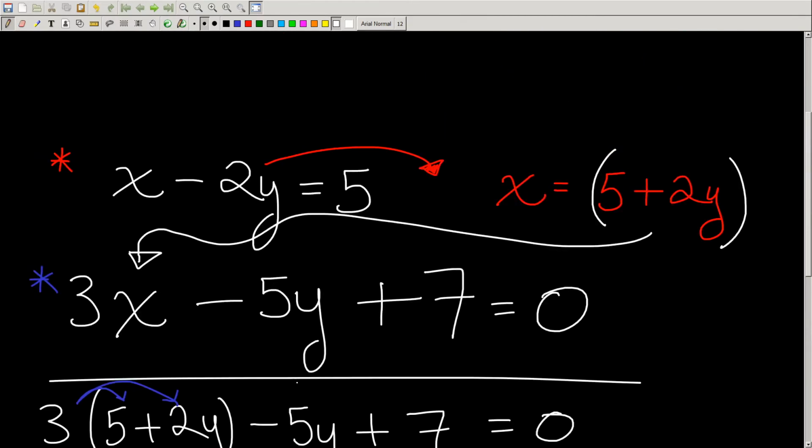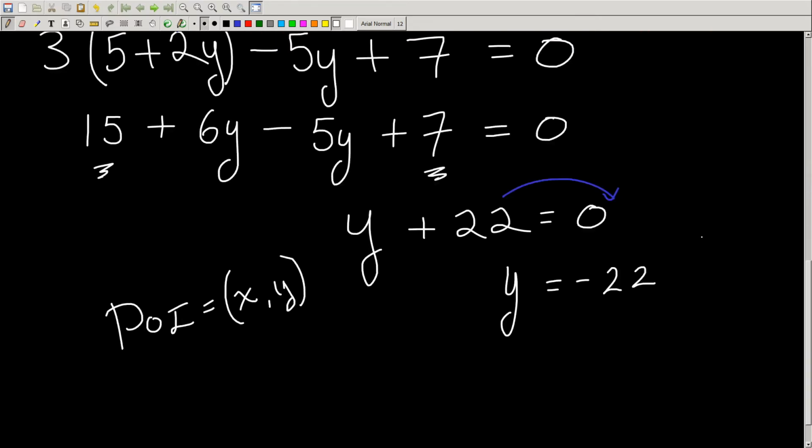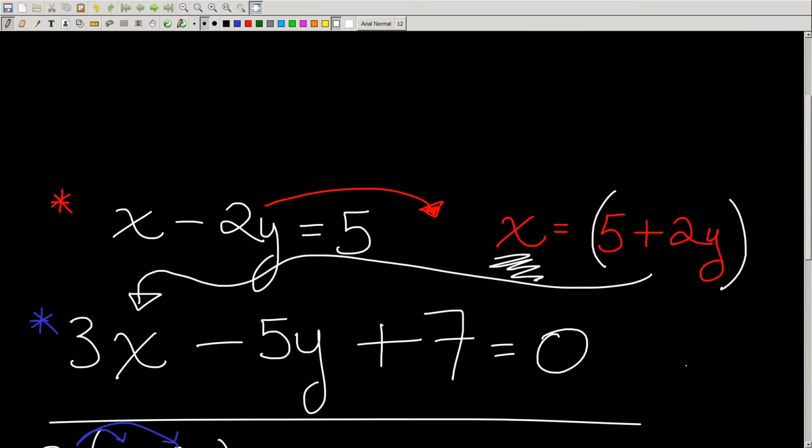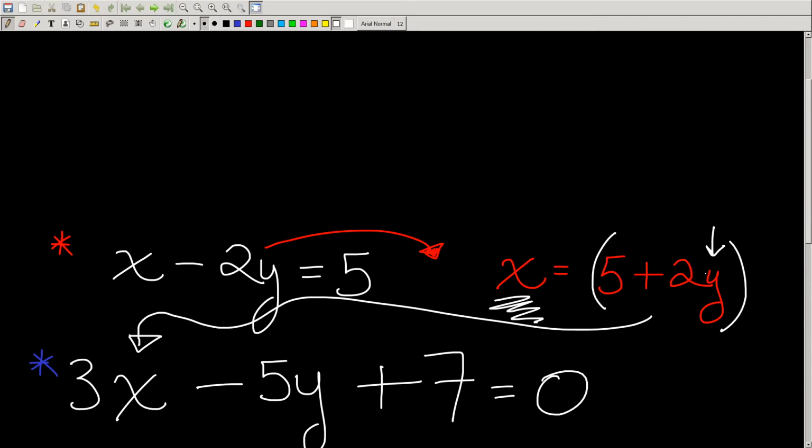Well, let's see. I've got two equations, and if you notice in one of them, I isolated for x, meaning that x was 5 plus 2 times y. Well, I know what y is now. Y is negative 22. So guess what? I'm going to plug that guy in. So I'm going to put a bracket around it, and I'm going to say that x is equal to 5 plus 2 bracket negative 22. I'm going to replace the y over here with bracket negative 22.